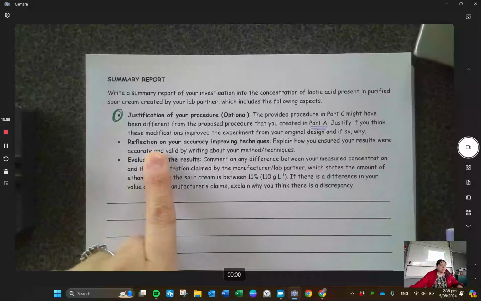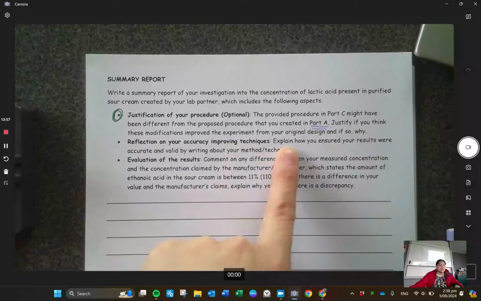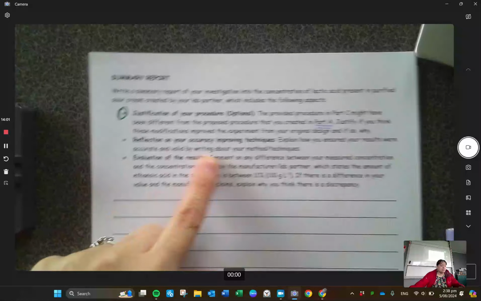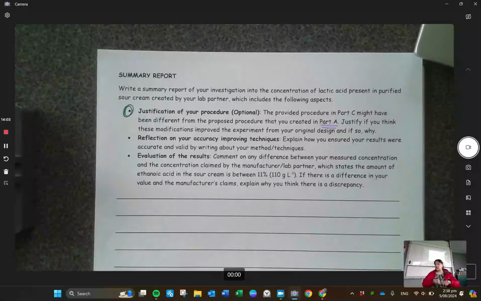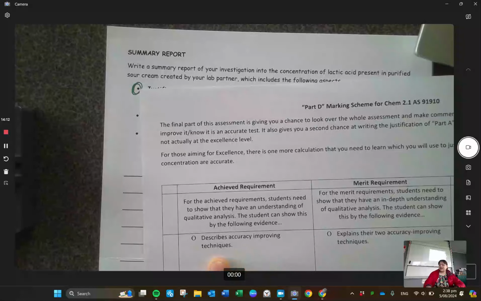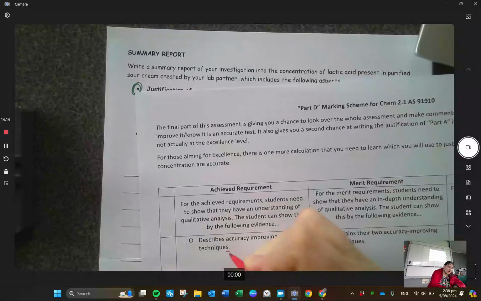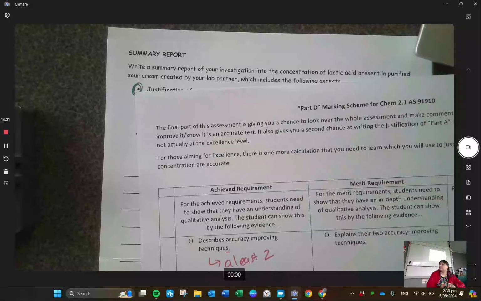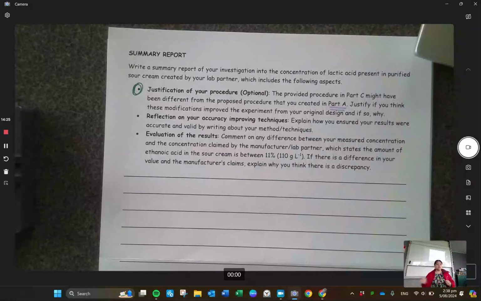This one here is reflect on your accuracy, improving techniques. Explain how you ensured your results were accurate and valid by writing your methods and techniques. So this here goes all the way from achieve to excellence. For the achieved, I want you to describe accuracy improving techniques. Now there is an S on there, so I would expect at least 2. Okay? With your accuracy improving techniques, there's lots that you guys can choose from.